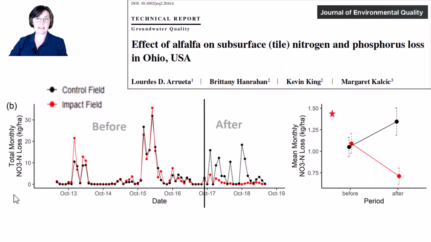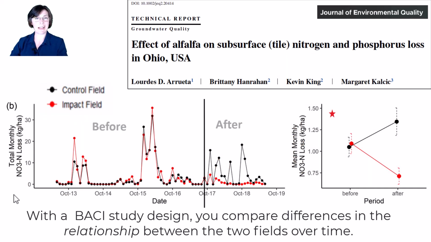With a BACI study design, you assess how the response variable, like nitrate loss, changes over time from each field, and then you compare those changes to each other. For example, in this other study from Ohio, the slope of these two response lines from the two different fields were clearly different. This nicely illustrates that the control field experienced an increase in monthly nitrate loss, but the impact field, where alfalfa was being assessed, showed a decrease in the monthly nitrate loss. Rather than just looking at total loads or losses leaving the fields, you're actually evaluating relative differences in the relationship between those two fields over time.